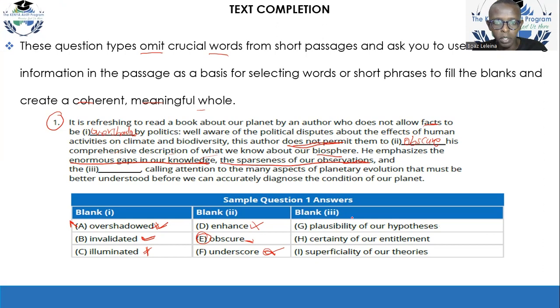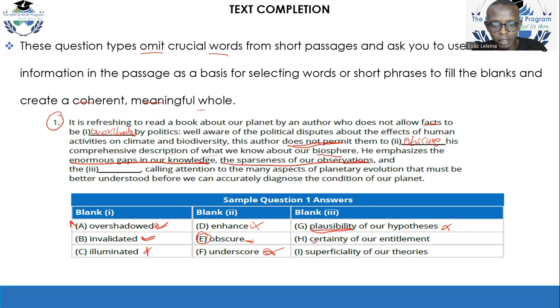Plausibility of our hypothesis. Plausible basically means probable or something might be true. So plausibility of our hypothesis, but we have enormous gaps. So there's a good chance that our hypothesis will not be probable. Our hypothesis will not be true. So this disqualifies that as an answer.